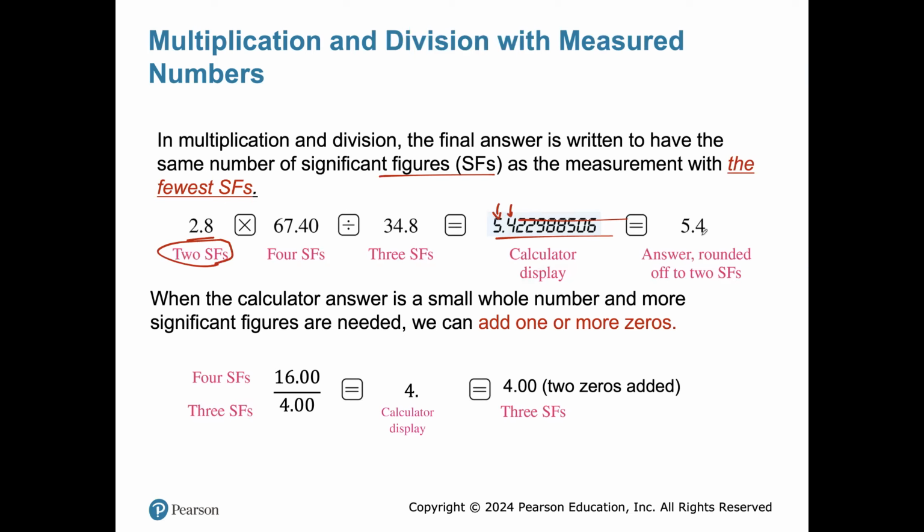So if the calculator gives you a small whole number, but you need more significant figures, we just add one or more zeros after the decimal. So let's say you have 16.00 divided by 4.00, right? The top number has four significant figures. The bottom one has three. And then the calculator shows you 4. But based on the significant figure rule, you should have 3 significant figures in your final answer. And we just write it as 4.00. It gives us 3 significant figures. So your calculated number should always show how accurate your measurements are.